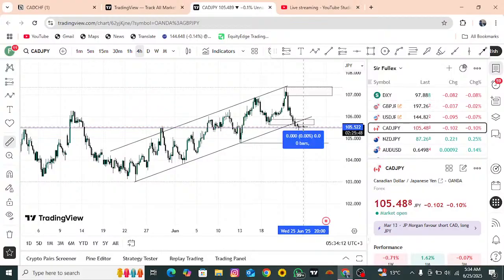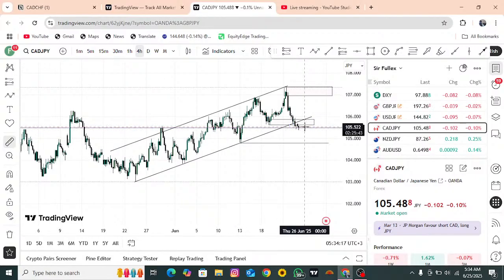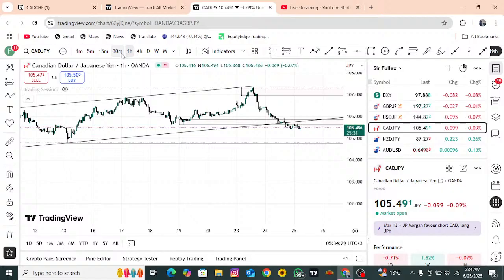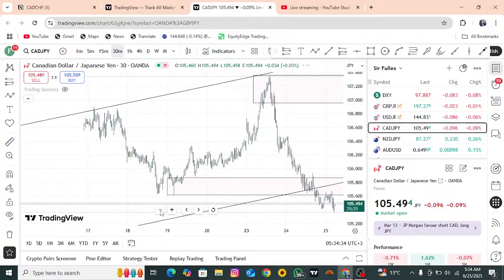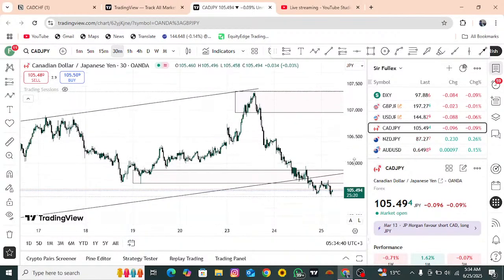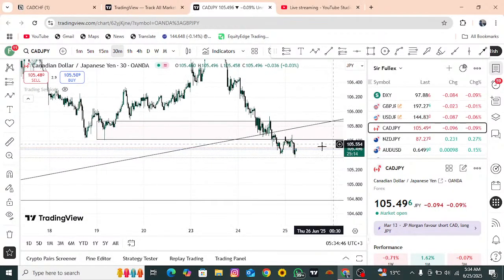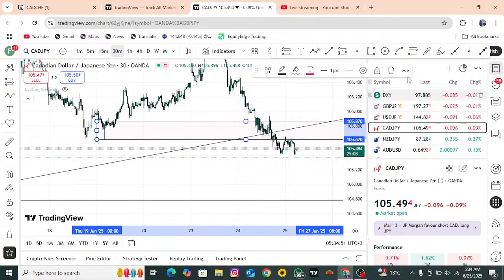So this is less than 20 pips. This is less than 20 pips. Oh, I'm on a lower time frame. 23 pips. So already it closed below, so we do not need to use this one. Remove this one first.